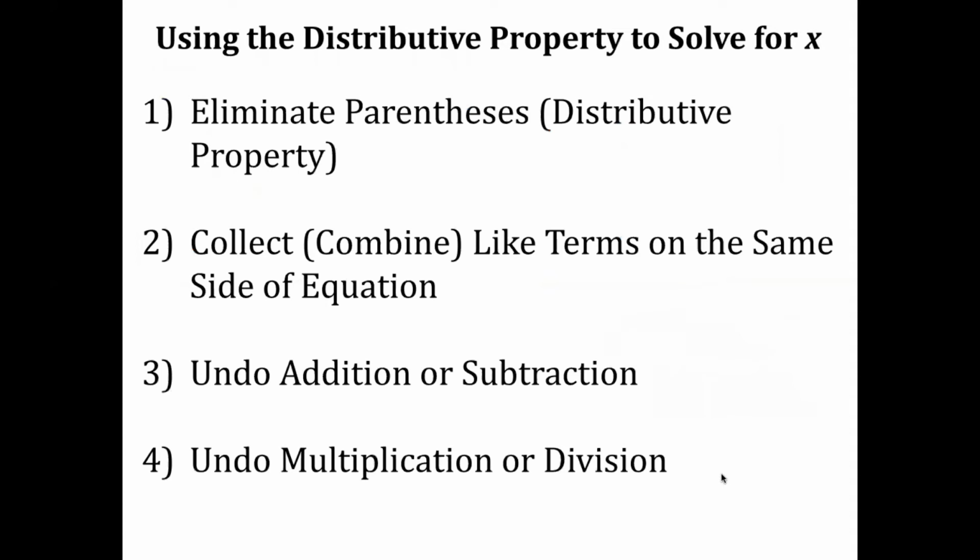Okay, for another multi-step equation situation, we're going to be using the distributive property to solve for x. So here's a basic outline of the steps that we're going to take, but you'll better understand it once we look at a problem. So number 1, you're going to have to eliminate the parentheses using distributive property. 2, you're going to collect or combine the like terms on the same side of the equation. 3, undo addition or subtraction. And 4, undo multiplication or division. You can see that the last 2 steps are the exact same as solving 2-step equations. So the first 2 are just additional steps to break it down into a standard 2-step equation.